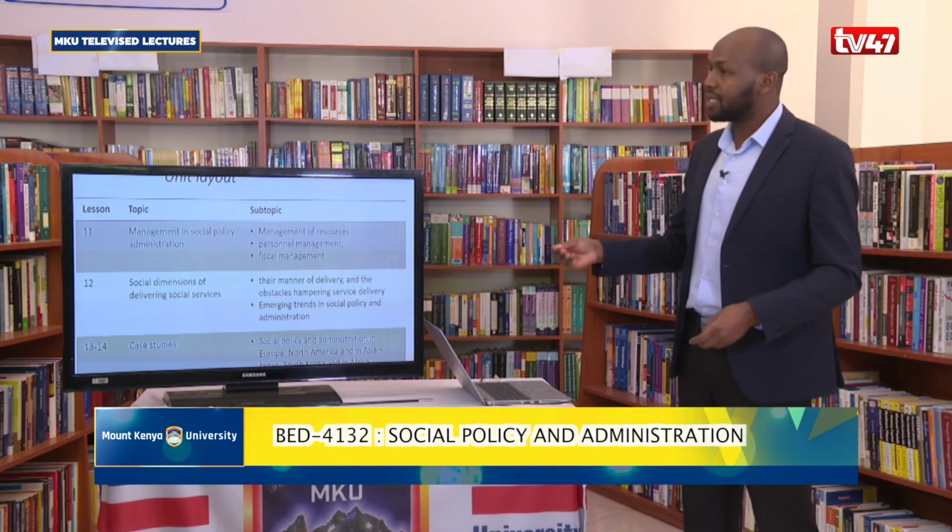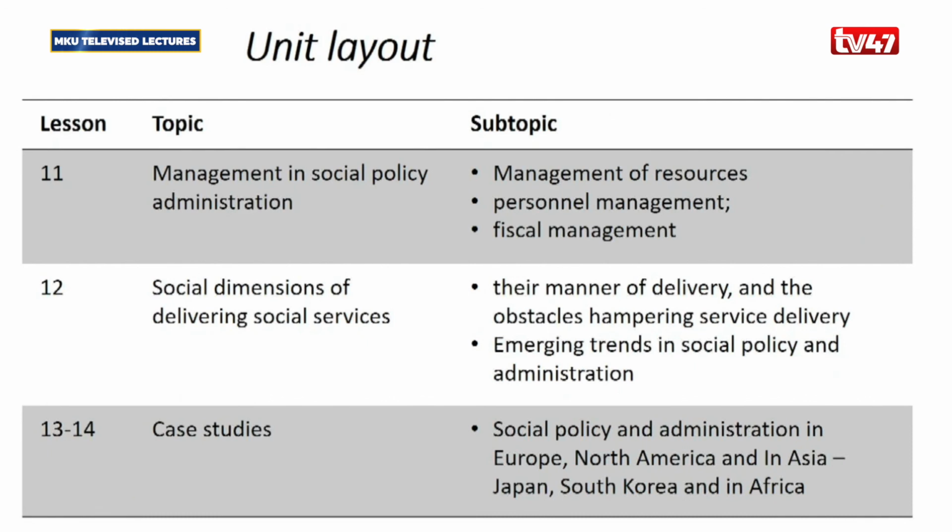Then you have fiscal management, in the event that the involvement is more about providing funding or finances to the sector of society that is being supported by the social policy. The question of fiscal management then also becomes an important area that we will be looking at. Next, we'll be looking at social dimensions of delivering social services, and in this case, the manner of delivery and the obstacles that inhibit service delivery, and we'll also be looking at the emerging trends in social policy and administration.